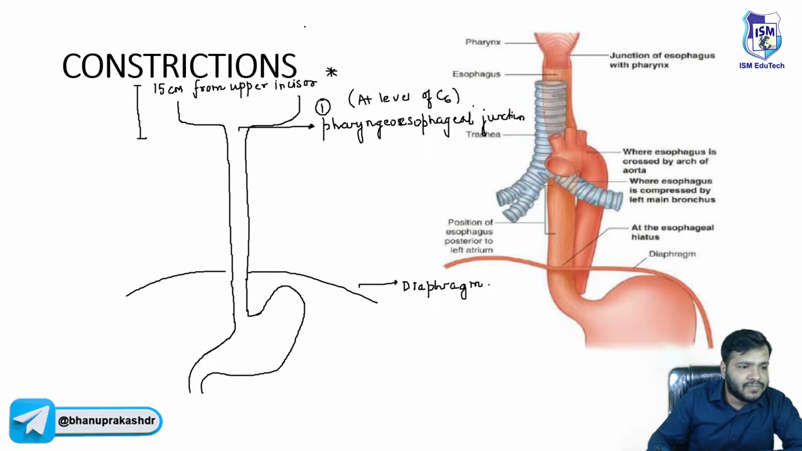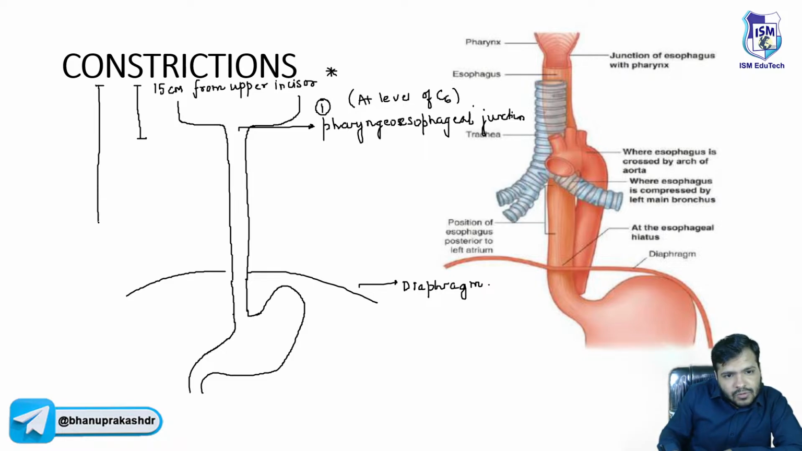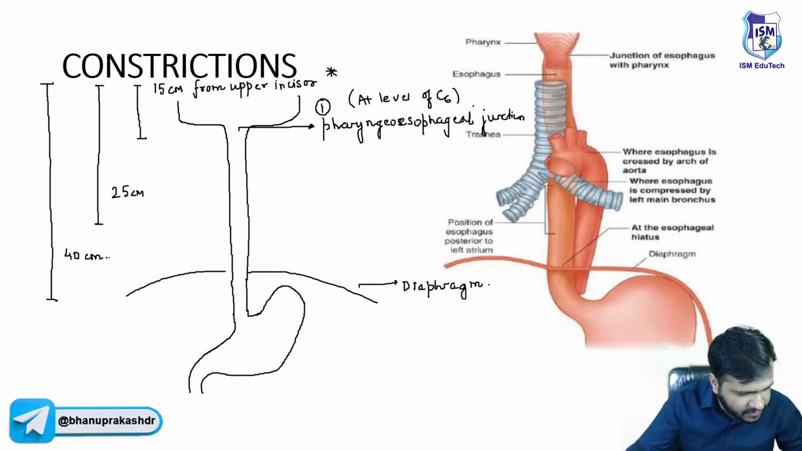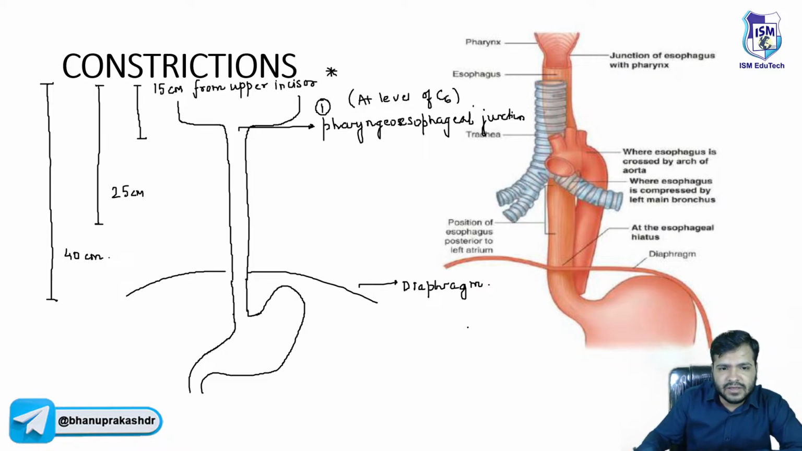15 centimeters from the upper incisor, then 25 centimeters, and from the upper incisor, approximately 40 centimeters. So the three constrictions are present at this much distance from the upper incisor. Now let me write the constrictions over here. The first constriction, which I have already mentioned, is at the beginning of the neck.